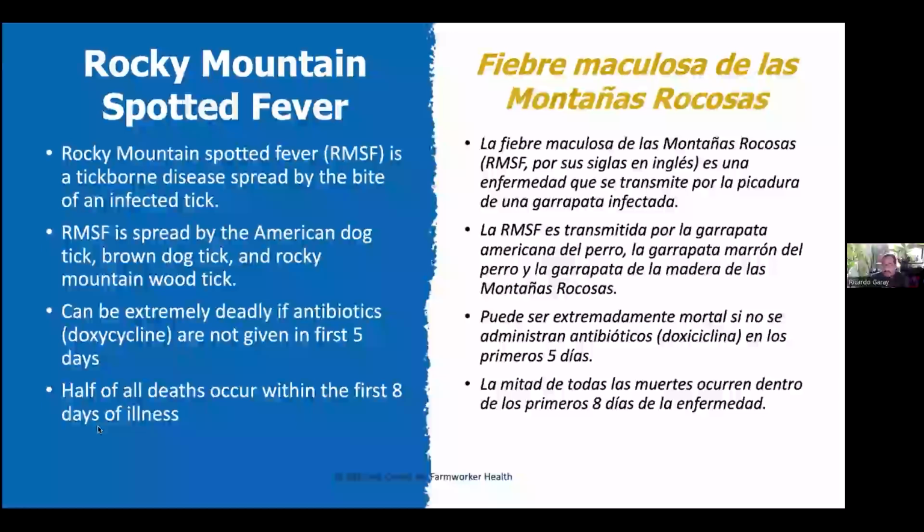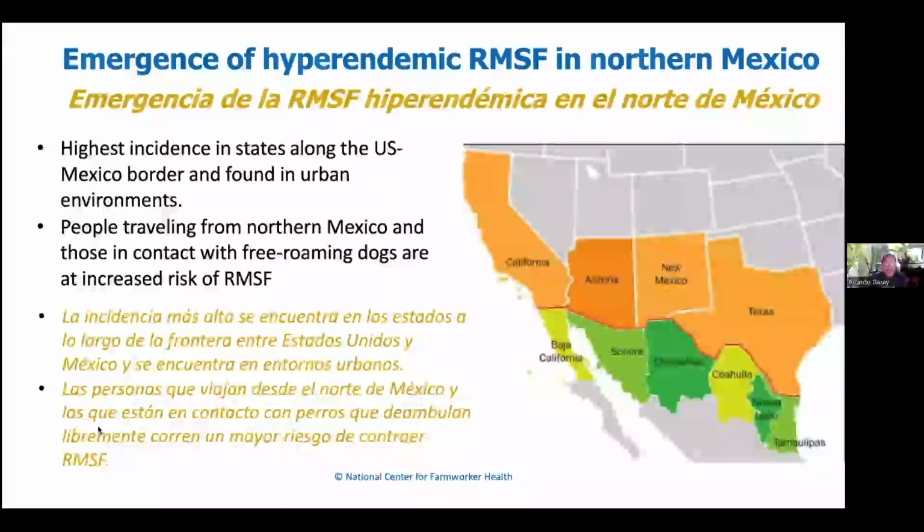It is much more deadly if antibiotics, doxycycline, are not given in the first 5 days. Many times in clinics they just call it doxy, but just so you know, this is the antibiotic that, if someone has contracted this disease, has to be given within the first 5 days in order to avoid further problems. Half of all the deaths occur within the first 8 days of the illness. So you can imagine that a bite can be deadly if the illness is allowed to progress after transmission.